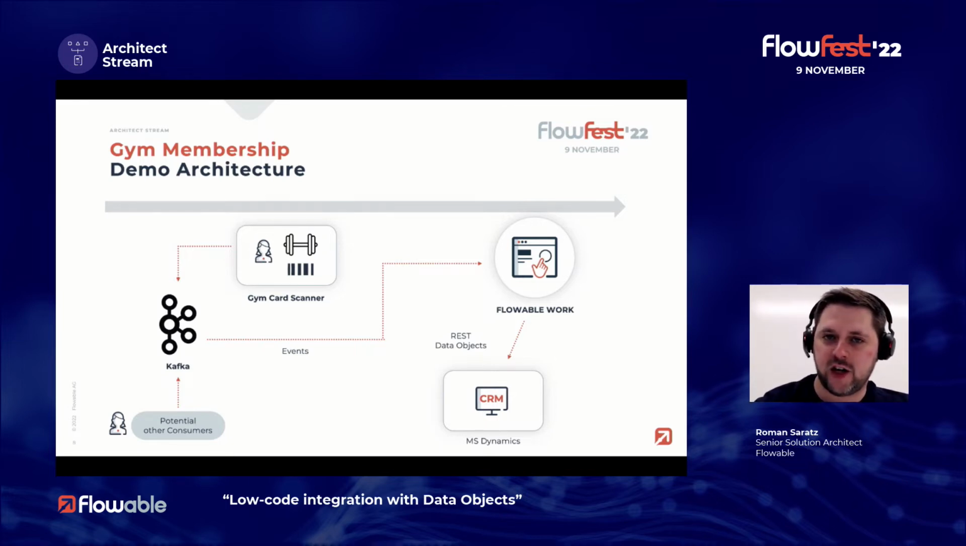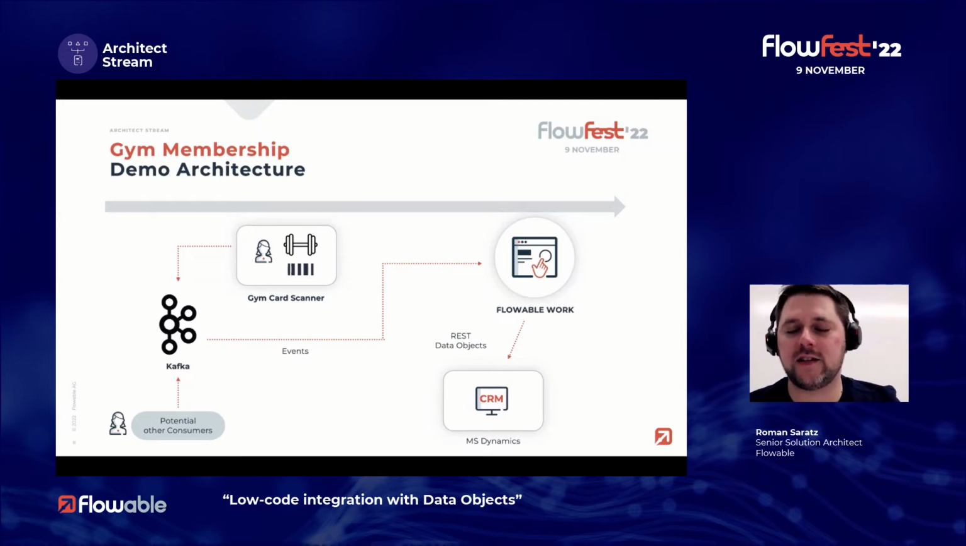For example, you can scan your card. There's an event going to Kafka that this customer is at the gate, and Flowable Work will then tell the gate whether it can open or not. At the same time, Flowable Work is connecting in our demo to Microsoft Dynamics, which is used as a CRM system, and is creating and updating customer data directly in Microsoft Dynamics via REST data objects. Of course, you can also attach other potential consumers to our Kafka topic if you want to do some analytics of the customers or entries and so on.